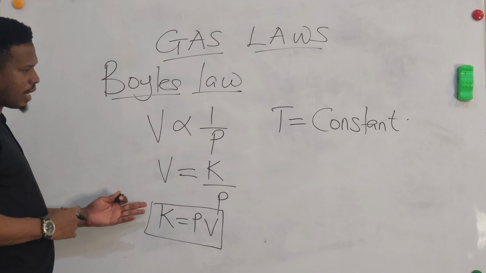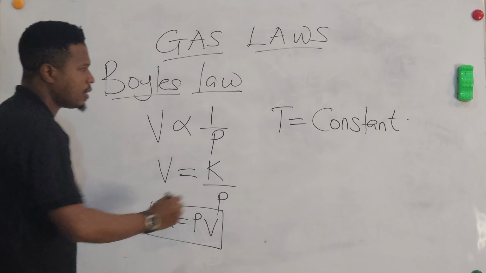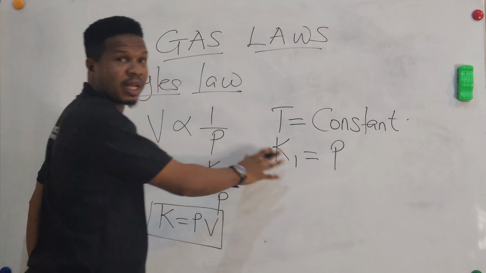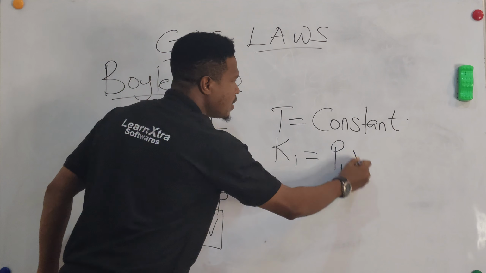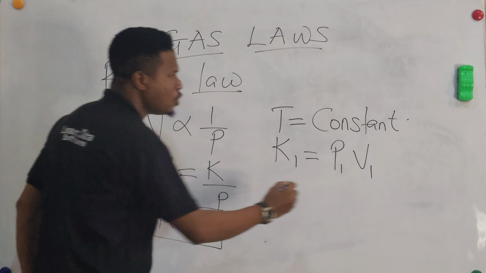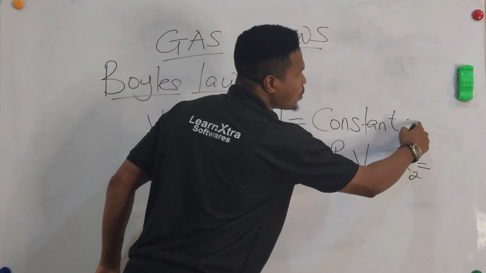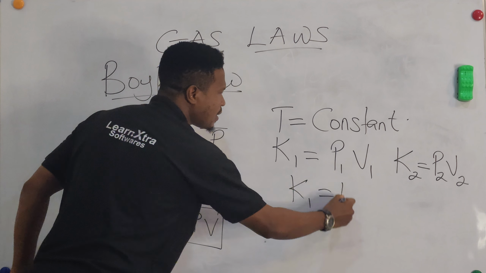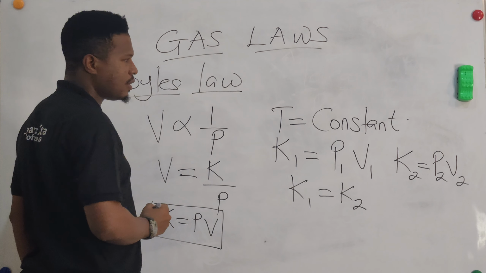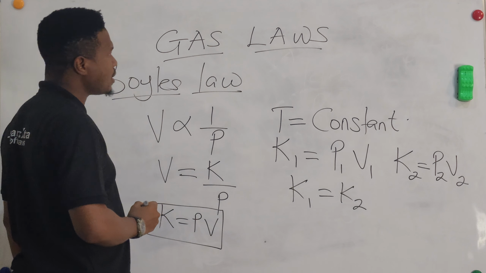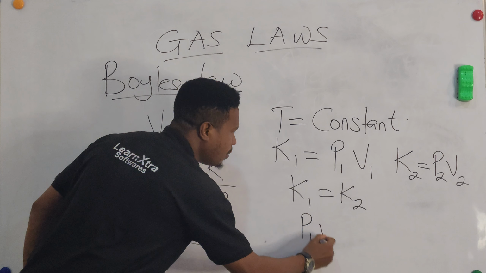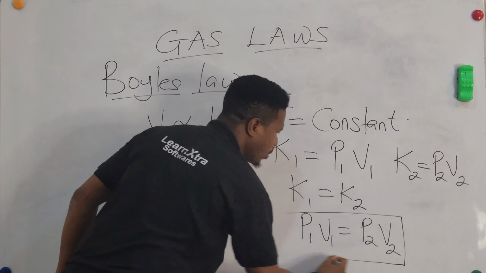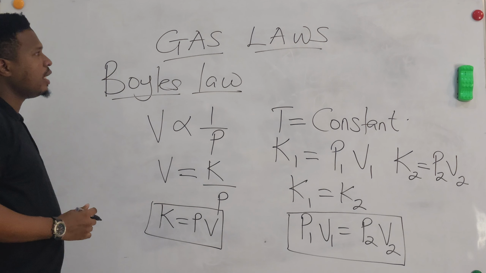From this, we can see that if we assume K1 is the first constant, K1 will be equal to P1 V1. And if we assume that K2 is equal to P2 V2, when we equate the two constants, we arrive at a formula which is very important in this law: P1 V1 is equal to P2 V2. This is very important in some of the calculations you're going to encounter in Boyle's Law.